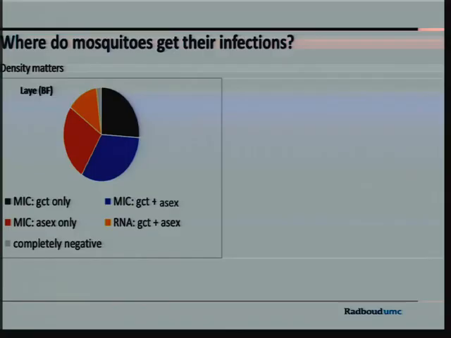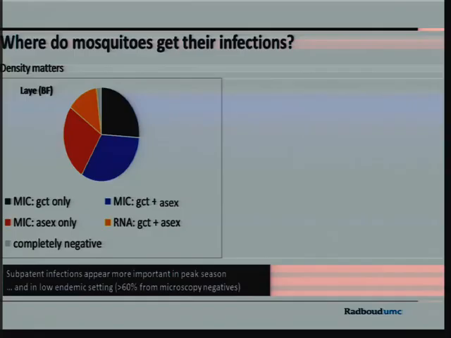And this shows a different picture. The individuals infecting most mosquitoes are more likely to be detected by microscopy. Still, you miss about 20% of the infected mosquitoes that somehow get their infection from individuals that you would not have picked up by microscopy.